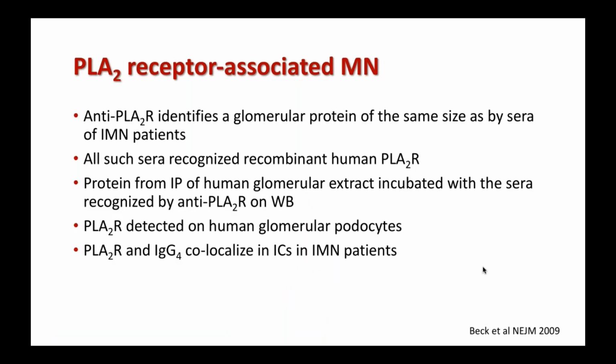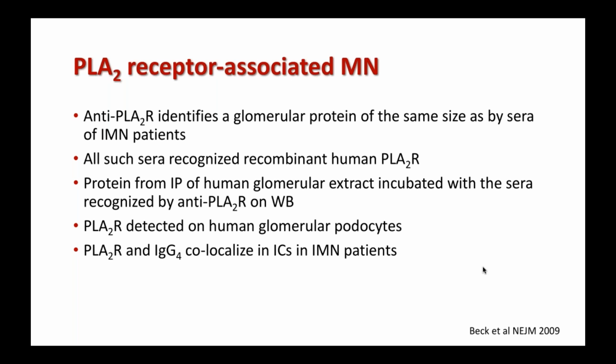So the initial Salant paper actually showed that anti-phospholipase A2 receptor antibody identified a glomerular protein of the same size as that identified by the sera of patients with idiopathic membranous nephropathy, as was defined at that time, and that all such sera also recognized recombinant human phospholipase A2 receptor molecule. Then they performed immunoprecipitation experiments using human glomerular extract, which was incubated with sera, and they found that these immunoprecipitates were recognized by anti-phospholipase A2 receptor antibody on Western blots.